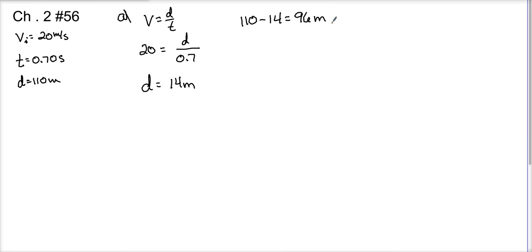So now they would like to know, what is your acceleration for part B, once you hit the brakes and you slow down. All right, so to do that, I'm going to start with v sub f squared minus v sub o squared equals 2ad.